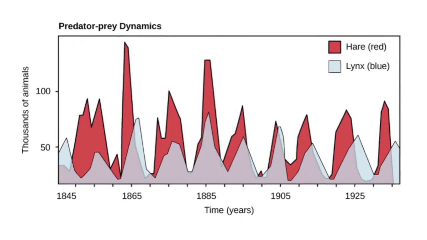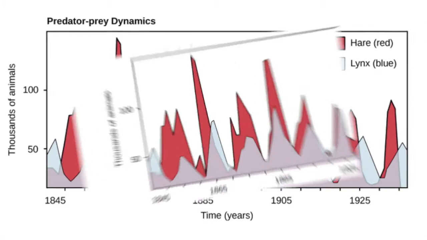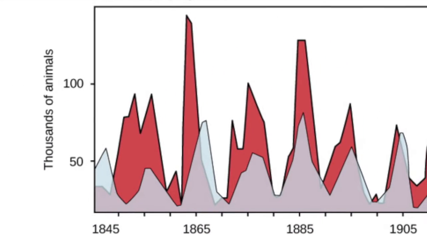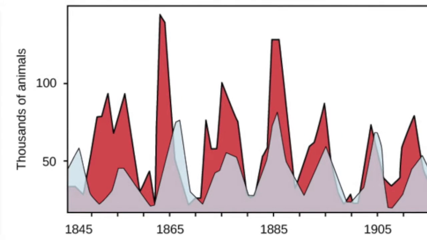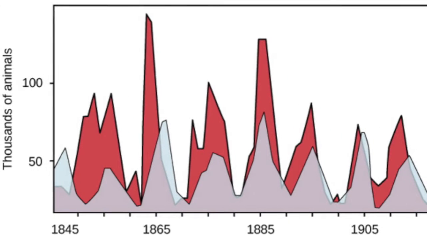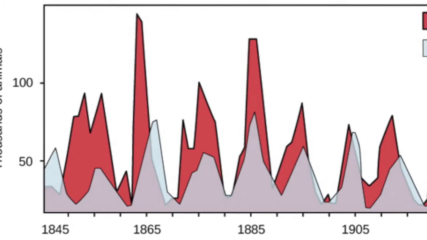There is a very prominent cycle surrounding predator-prey relationships. As the predator population increases, the prey begins to decrease and vice versa. Peaks are observed at roughly 8 to 10 year intervals for these two populations. Now we can connect this all back to natural selection.